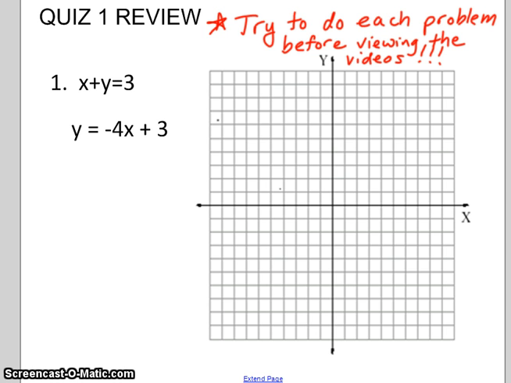Alright, the first question has to do with graphing. You get a graph, and we could graph this to find the solution to this system of equations. Okay, you don't have to graph any of these. You could select your method, just like on the previous practice problems, whether you want to graph them, use the substitution method, or the elimination method, whatever works for you.